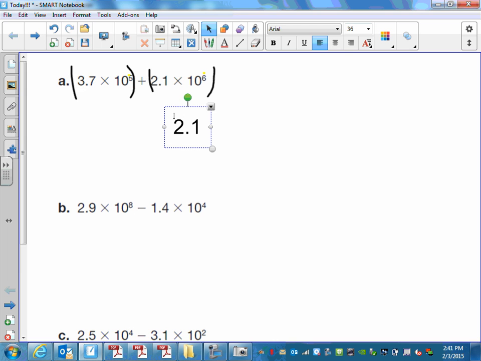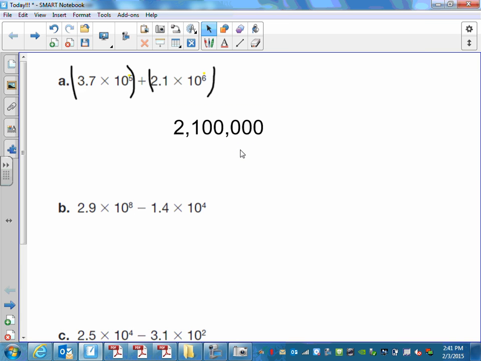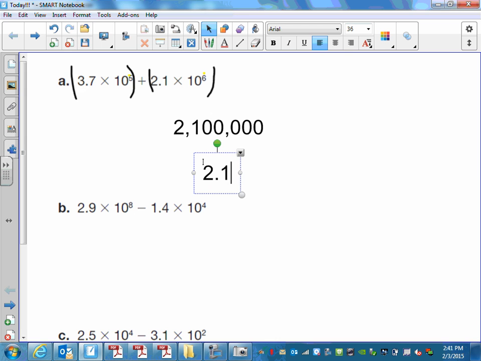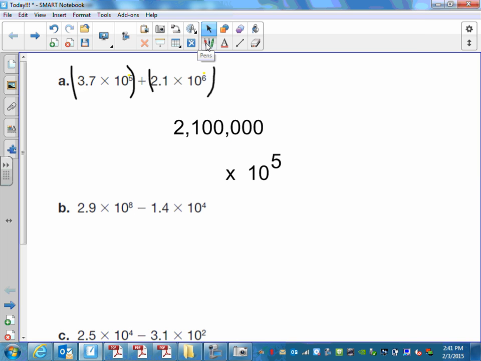So 2.1, and if I move the decimal 6 places, that would become this number, 2,100,000. And I want to write that as a power of 5, so 10 to the power of 5. So I would write something times 10 to the power of 5. And I would look, what would that be? So if I go 5 spots, I'm going to write it as 21 times 10 to the power of 5.